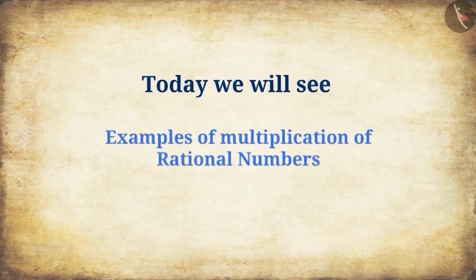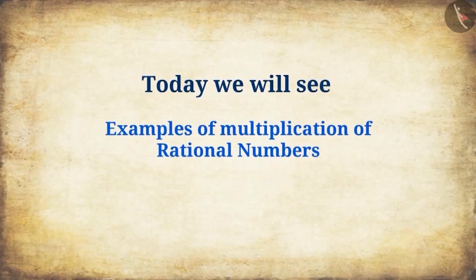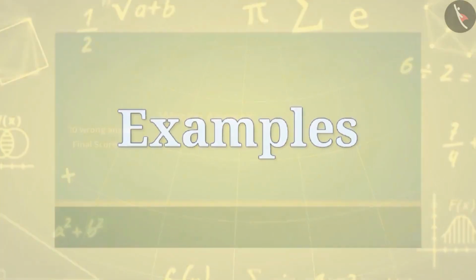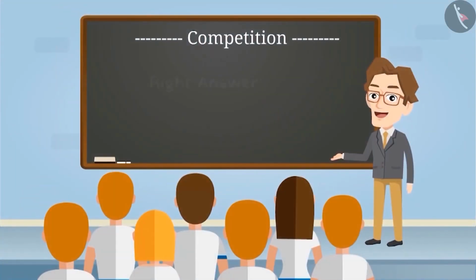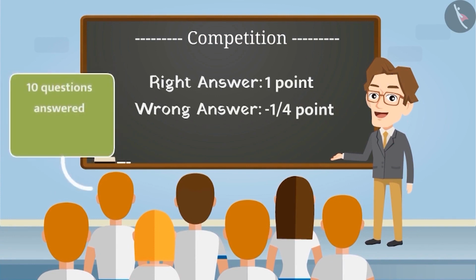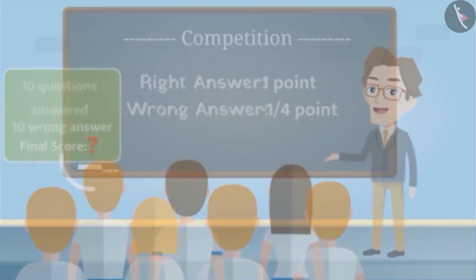Today, we will see examples of multiplication of rational numbers. In a competition, 1 point is given for giving a correct answer and minus 1 by 4 point is given for the wrong answer. Samir answered 10 questions, but all his answers were wrong. Can you tell me what Samir's score is?